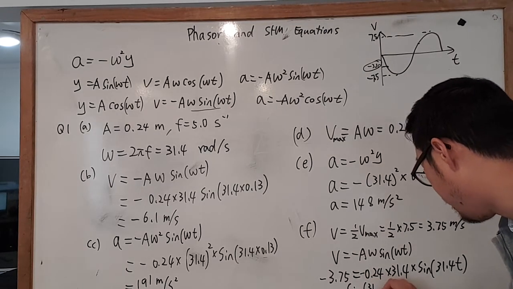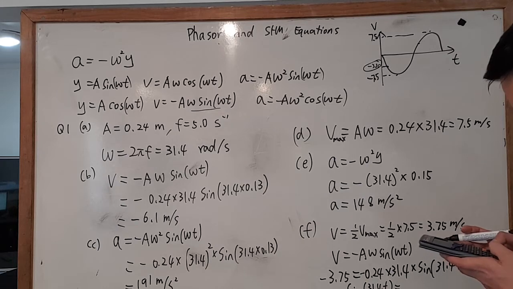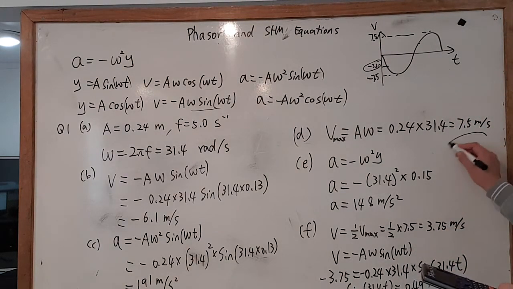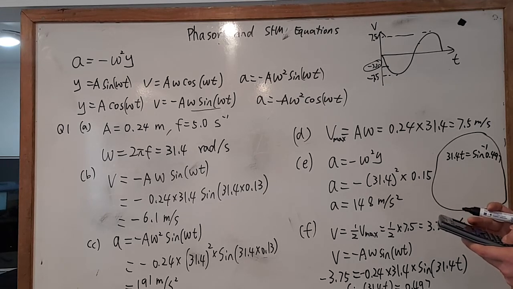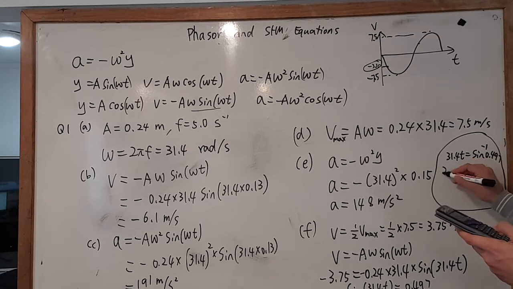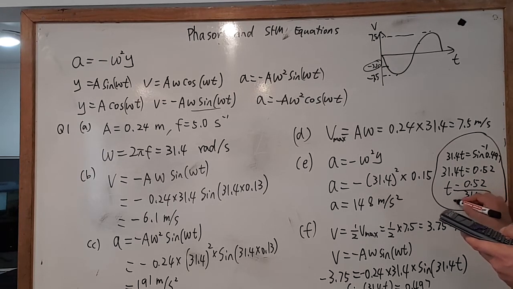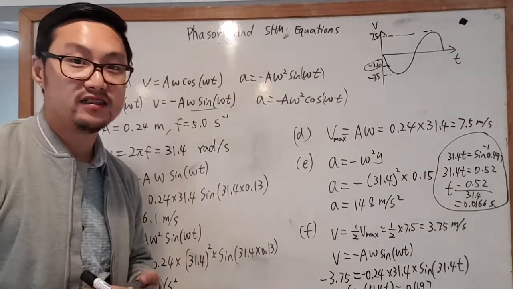Now you can put that into the calculator. Sine 31.4t equals 0.497. So 31.4t equals inverse sine of 0.497, which is 0.52. T equals 0.52 divided by 31.4, which is 0.0166 seconds. That will be the answer for this whole question.